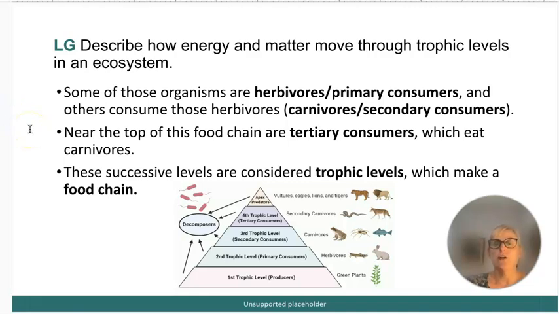Some organisms consume other organisms, so you have some names here. Herbivores eat only plants. They are known as primary consumers. If you only eat meat, then you're a carnivore and you're considered a secondary consumer. If you're an omnivore, you can be either a primary or secondary consumer.